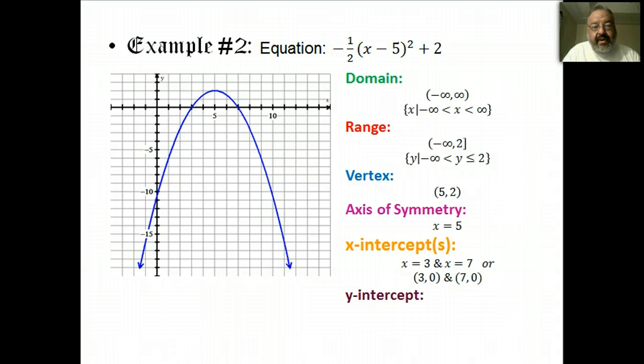Y-intercept. The y-intercept's a little bit different here. It's going to be kind of like right there, about 10 and a half, it looks like. Where does it cross the y-axis? So it's about 10 and a half, so you can write y equals 10.5 or (0, 10.5).